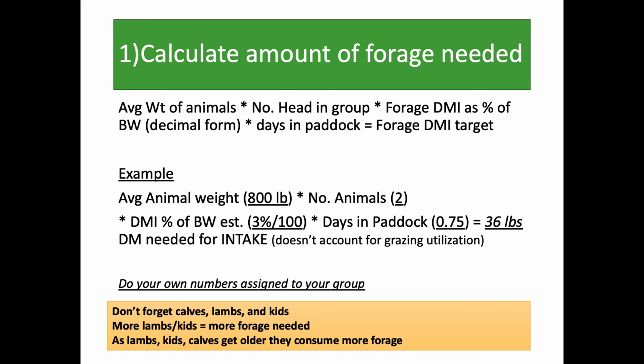In that table, it'll say probably 2, 3, or 4%. You need to change that over to a decimal, so 2% becomes 0.02. And then multiply that by the days in your paddock. That's going to tell you how many pounds of dry matter your animals need for this 3/4 of a day.